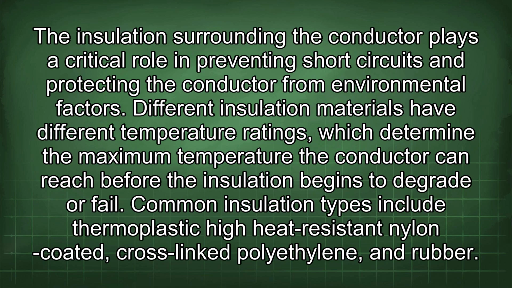The insulation surrounding the conductor plays a critical role in preventing short circuits and protecting the conductor from environmental factors. Different insulation materials have different temperature ratings, which determine the maximum temperature the conductor can reach before the insulation begins to degrade or fail. Common insulation types include thermoplastic high heat resistant nylon coated, cross-linked polyethylene, and rubber.